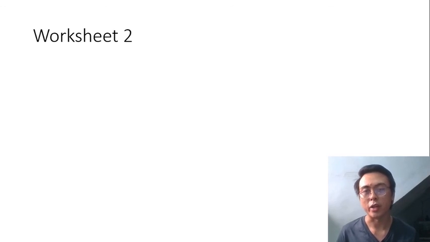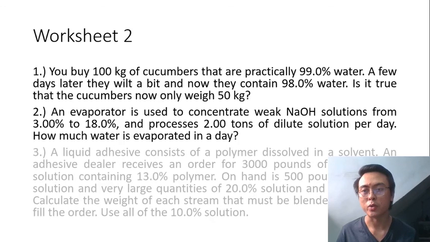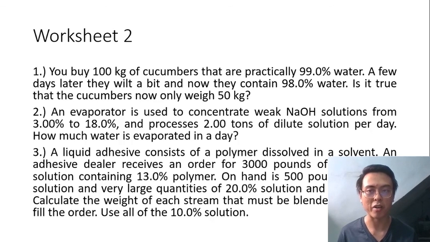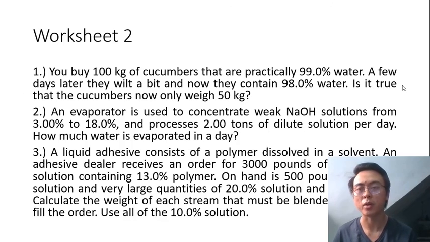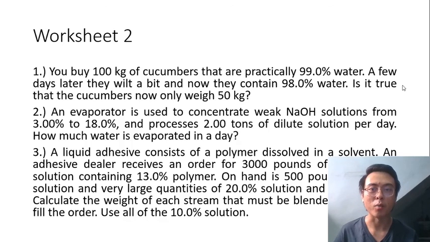After this, okay, this is now your worksheet number 2. Worksheet number 2, only 3 problems. These are very easy problems. Number 1 is just a verification process. Number 2 is evaporation. Number 3 is mixing. So these are very basic problems. Okay? I might combine worksheet 2 with problem set 2. Okay? So we will see. So you need to answer worksheet 2 and problem set number 2.